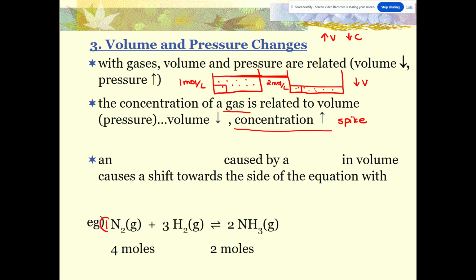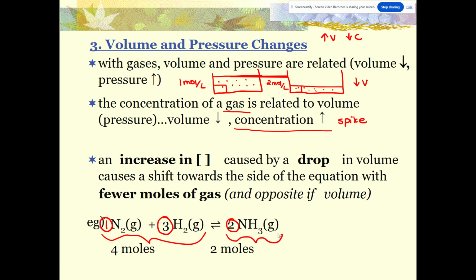If I look at this reaction, I have 1 mole of nitrogen gas and 3 moles of hydrogen gas, so in total, I have 4 moles of gas on the reactant side and only 2 moles of gas on the product side. If there's a different number of moles on each side, when you decrease the volume, it will shift to the side that has fewer moles of gas. Okay? When you decrease the volume, it'll shift to the side that has fewer moles of gas.